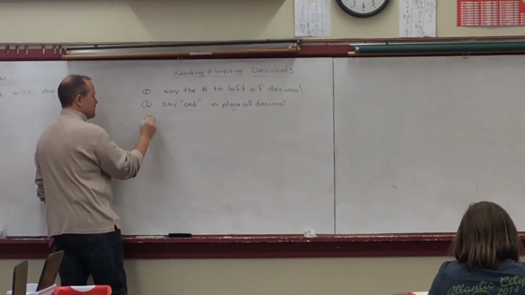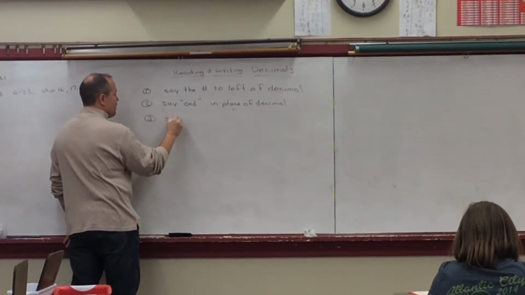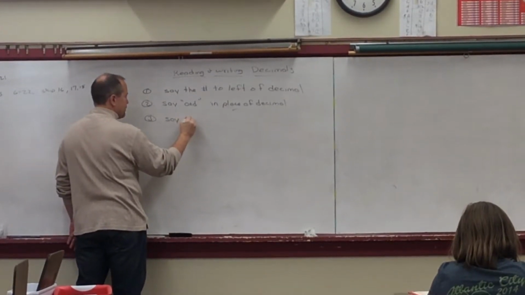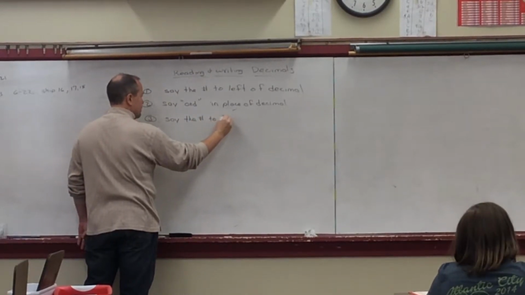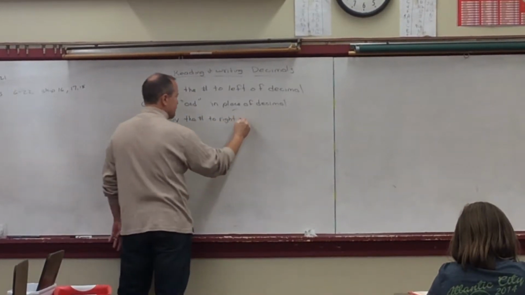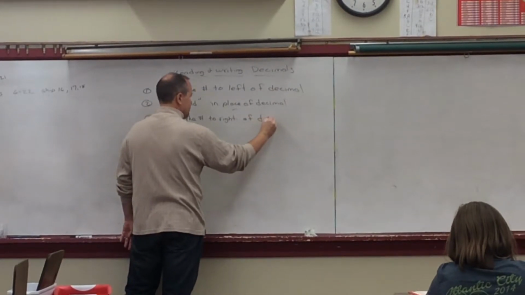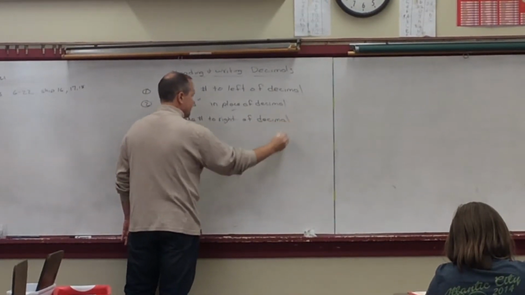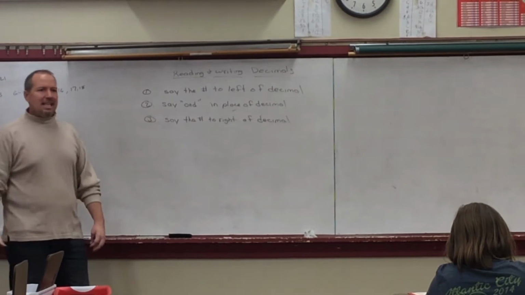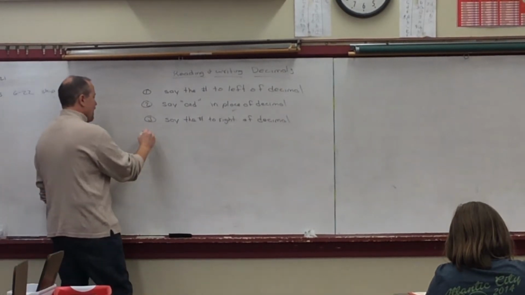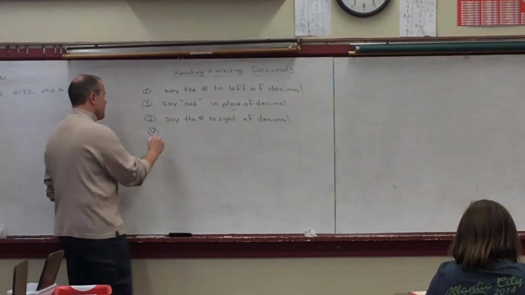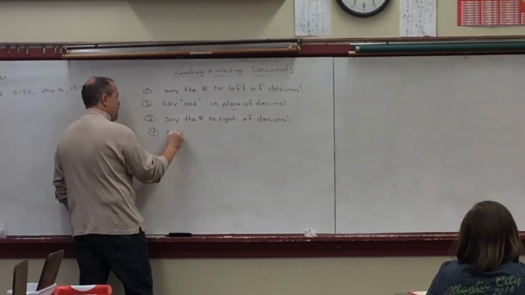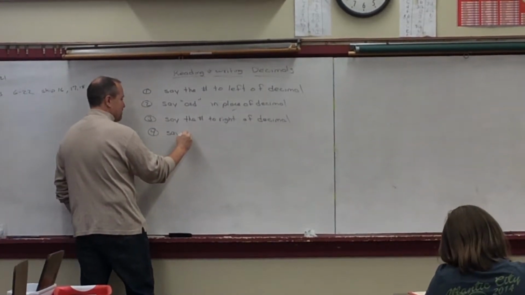Step 3. Say the number to the right of the decimal. Say that like you normally would. And then finally, the last part, and this is a very critical part: say the place value of the last digit.